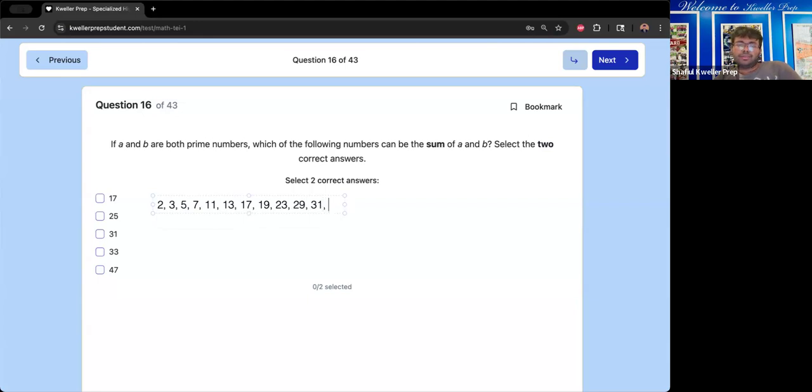31 is prime. 33 is not prime because you can divide it by 11. 35 is not prime either. You can divide it by 5. 37. We can just end here.